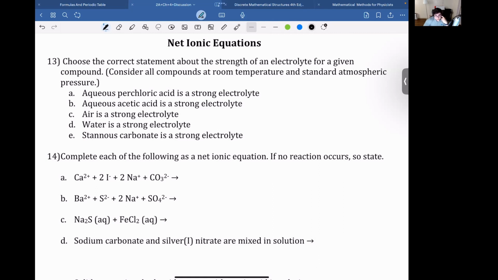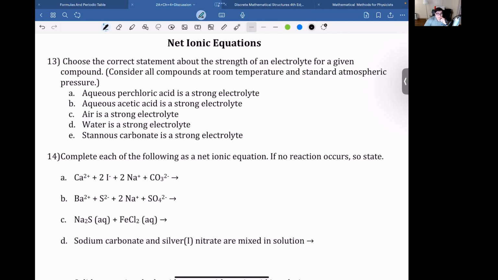So it says consider all compounds at room temperature and standard atmospheric pressure. Aqueous perchloric acid is a strong electrolyte. So let's see. If we're looking for the strongest electrolyte, we're going to see which one gives you the most ions, basically. Air is not a strong electrolyte, so it's not C. Water is not a strong electrolyte. As I just said, pure water doesn't really conduct electricity. I guess you could say it minorly does based on the auto-ionization constant of water, but let's just say it doesn't.